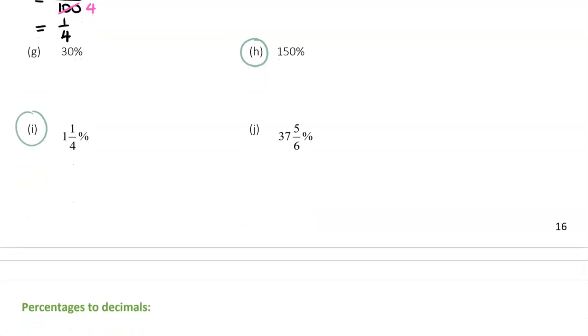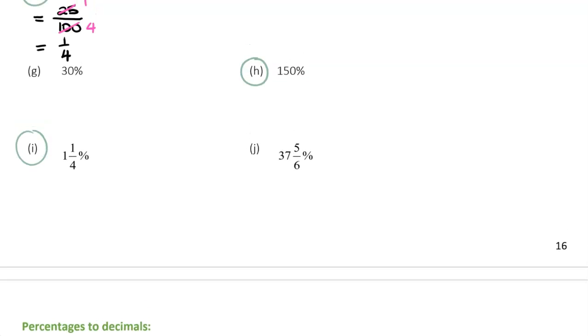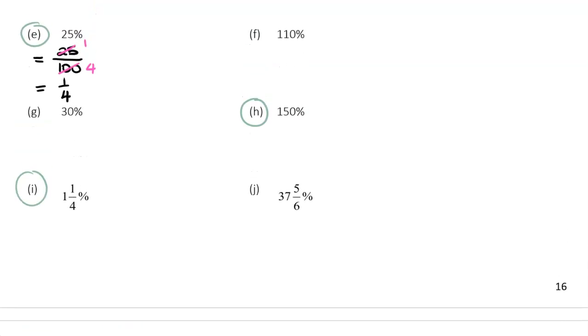Okay, this last one, actually no, let's do H next, and then we'll have a look at I. So 150%, we've got larger than 100%. So let's look at what actually happens when we do that. 150%, still going to do the exact same thing. We're going to do 150 divided by 100.